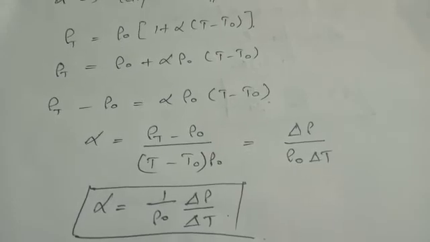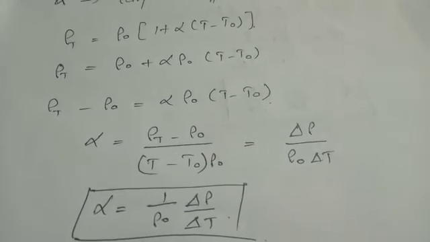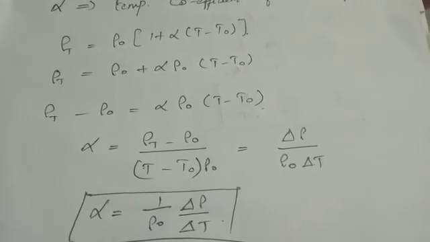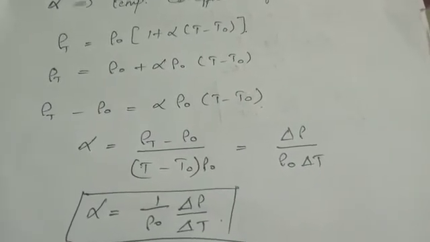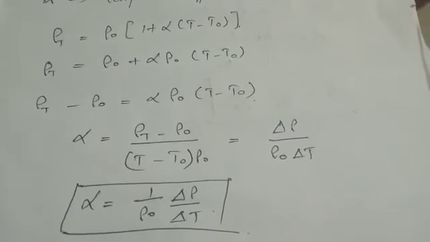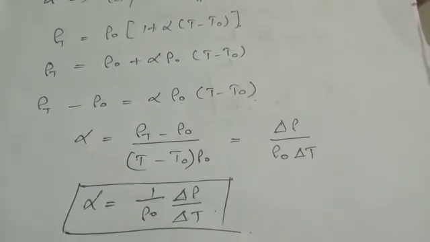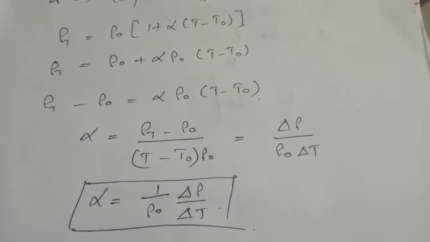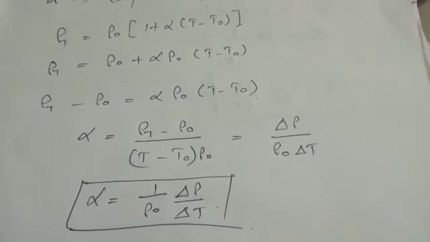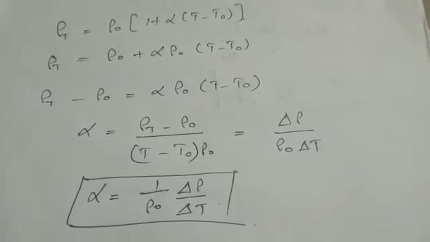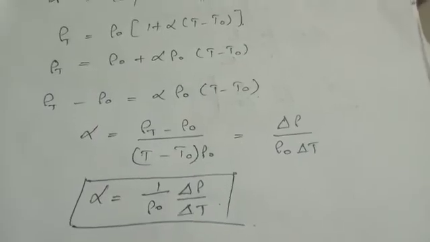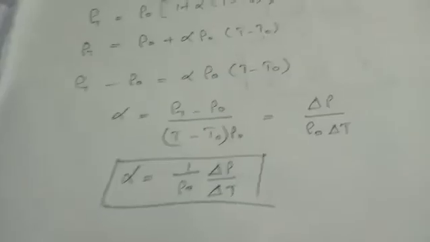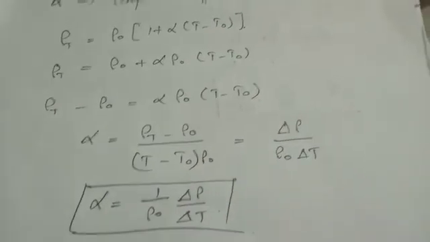So here rho t minus rho naught is the difference between the two resistivities. That can be the change in resistivity, delta rho, and the change in temperature is delta T. That's why the term can be converted into delta rho and delta T: delta rho divided by rho naught delta T. So that is considered as the temperature coefficient. So alpha is equal to 1 by rho naught times delta rho by delta T. That is considered as the temperature coefficient of resistivity.